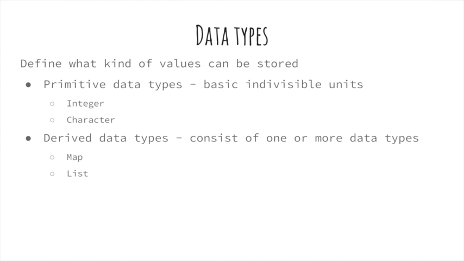The second category of data types is derived data types. Derived data types are those which consist of one or more data types. For example, a map consists of key-value pairs, which can be strings or integers. Another example of derived data types is a list. A list can be a list of integers or a list of strings.